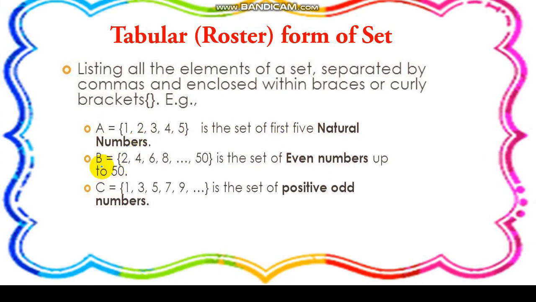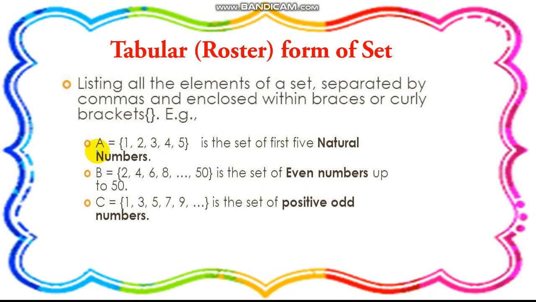B, set B equals to 2, 4, 6, 8, up to 50 is the set of even numbers up to 50, and set C is equal to curly bracket 1, 3, 5, 7, 9, comma ellipsis curly bracket close is the set of positive odd numbers. So these three are the examples of the tabular or roster form.